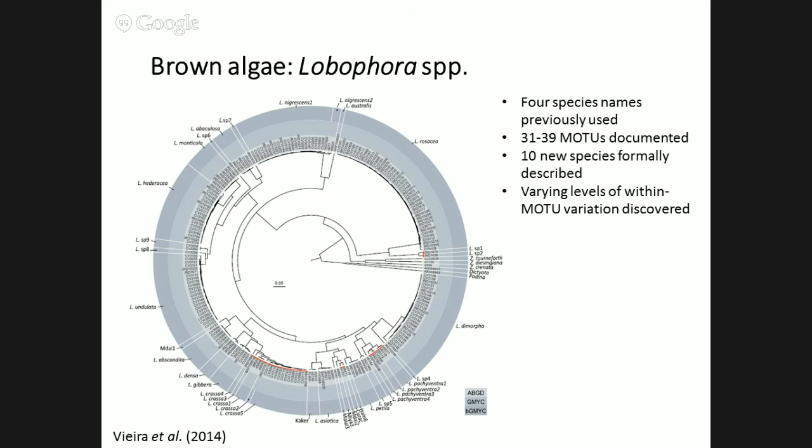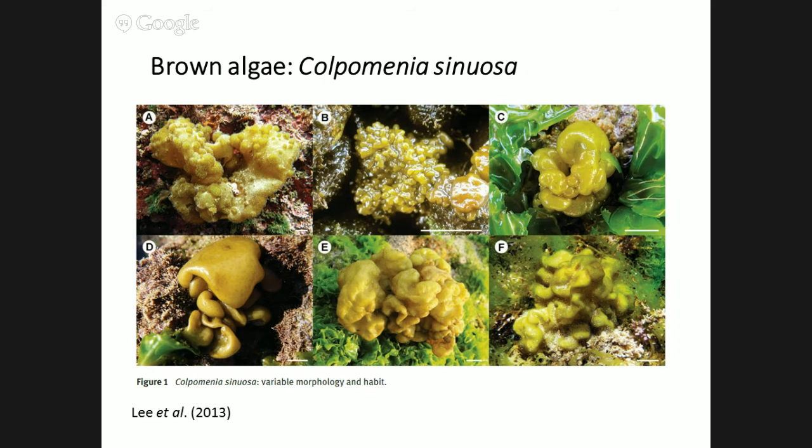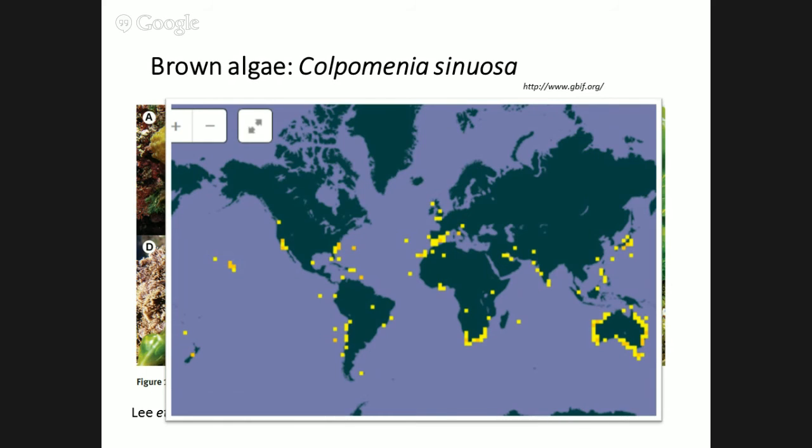Then this last example is Colpomenia sinuosa. Again, a very common brown alga, very common here in Hawaii, as well as many regions in the tropical Pacific. What you can see here is some of the variation in morphology in this alga. This all goes by the same name, Colpomenia sinuosa, but there's a fair amount of variation in what they look like. And that's its distribution, okay? So very, very broadly distributed.